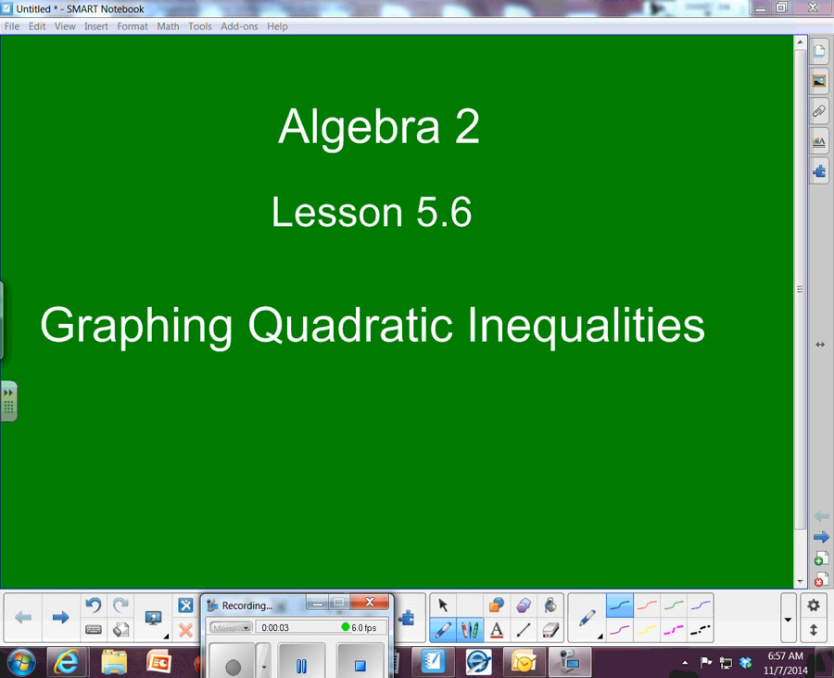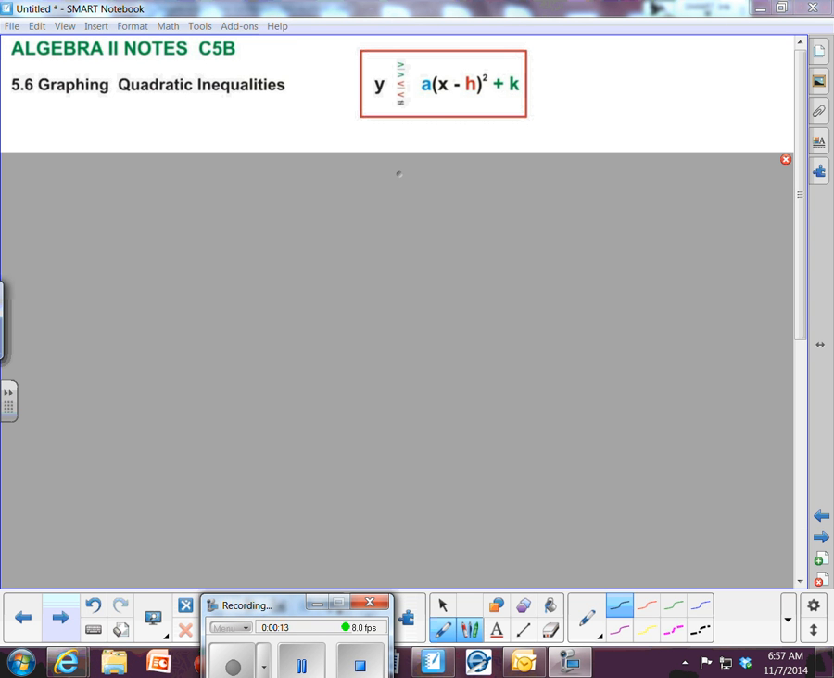This is Algebra 2, Lesson 5.6, graphing quadratic inequalities. This is actually the start of our Chapter 5b, so the second half of Chapter 5.